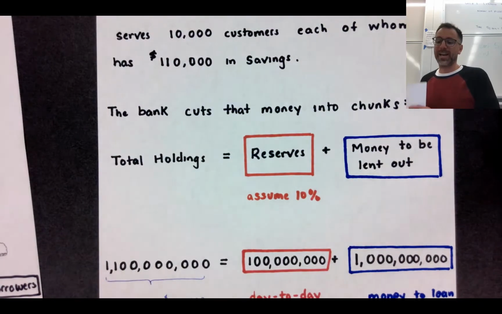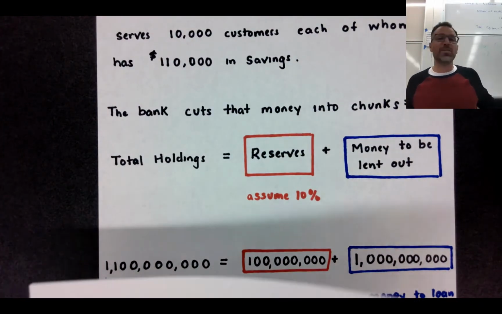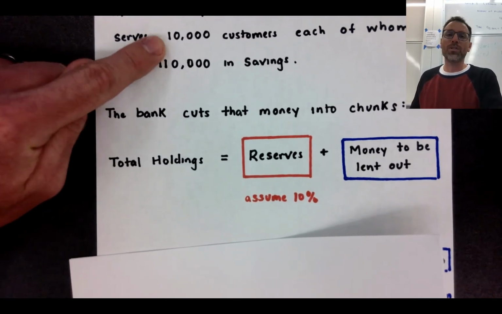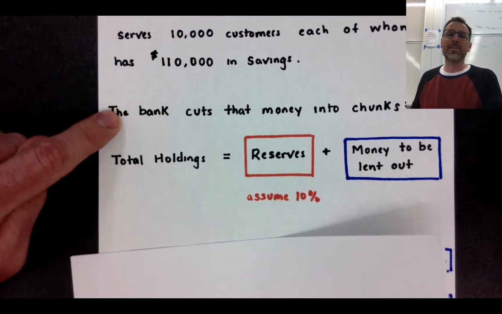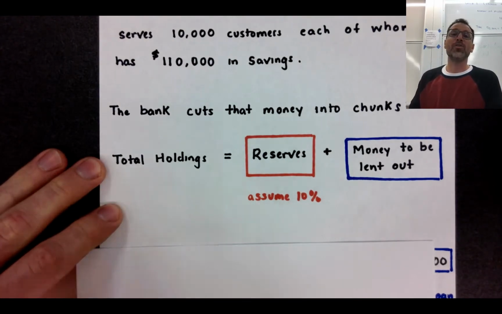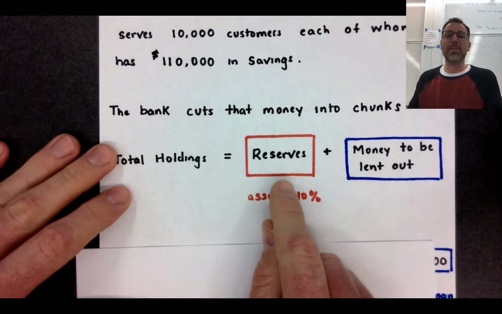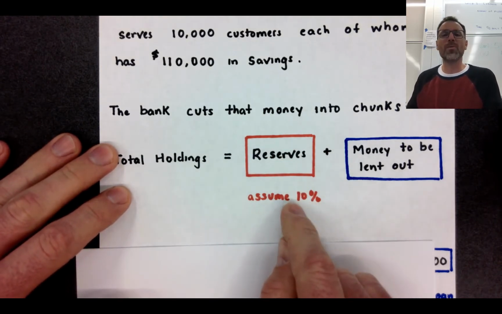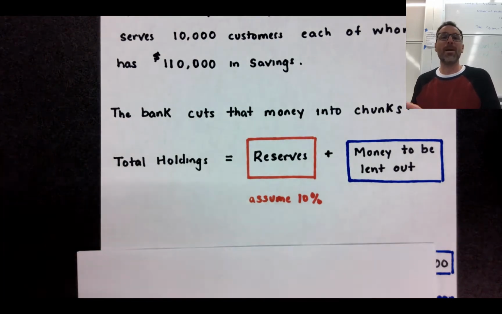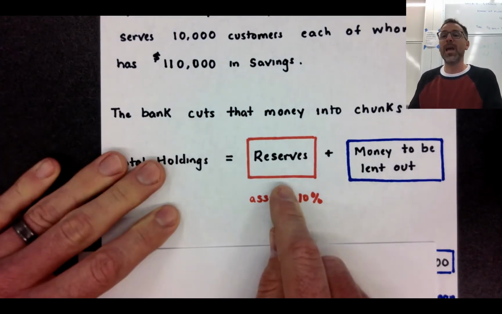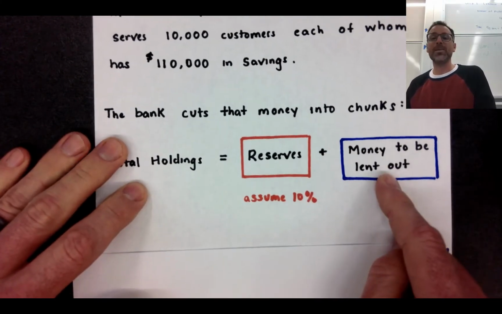Remember that we were saying that this bank has 10,000 customers, each of whom has $110,000. So when all those customers put their money in the bank in savings, the bank takes all that money, puts it in a vault, and then thinks about two types of groups of money. One of them is called reserves. We're going to assume that the reserves are 10%. You can think about this like money in the vault and the ability to pay out customers in case they need it. And then also money to be lent out.